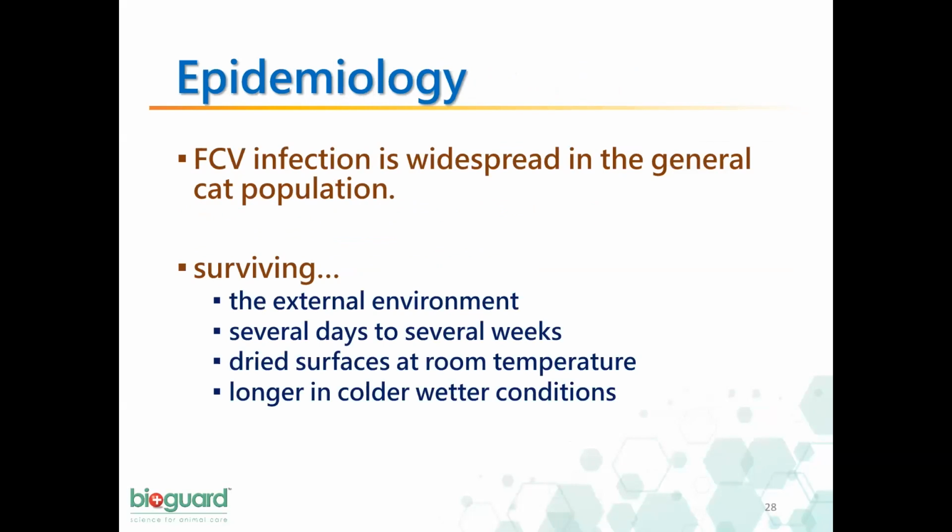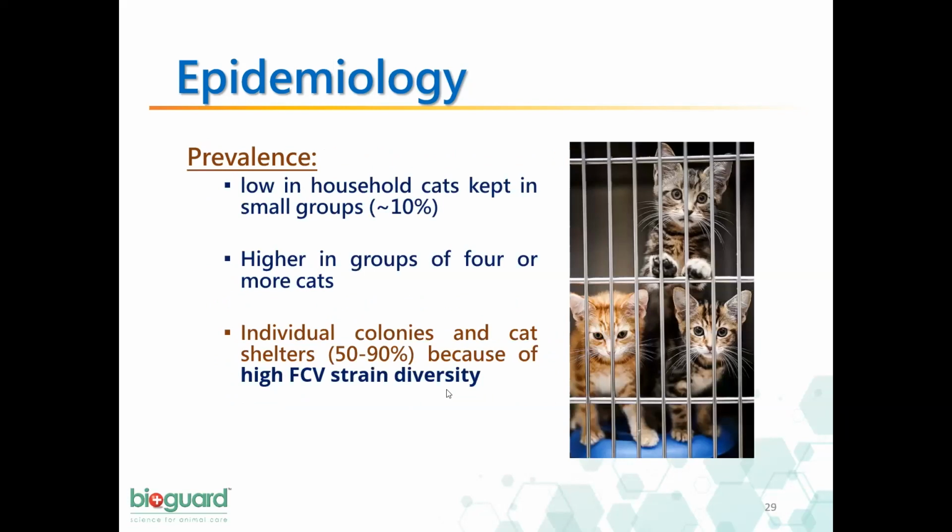So for the epidemiology of feline calicivirus, we can see that feline infection is widely spread in the cat population. This is because of the external environment, and the virus can survive in the environment for several weeks. It can also stay on dry surfaces at room temperature, and in cold conditions it can survive even longer.